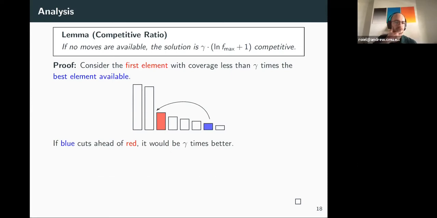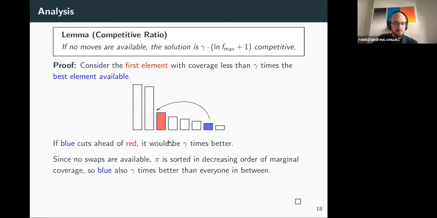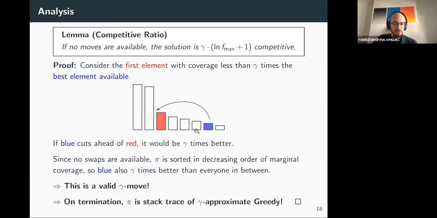Well, we assume the solution was stable. And what stability means is that there are no swaps for 1. If there are no swaps, the solution is sorted in monotonically decreasing order. So not only is blue gamma times better than red, but blue is also gamma times better than everyone in between, because all these people in between have to be shorter than red. And so such a move, moving blue ahead of red, would be a valid gamma move. This is the definition of a gamma move, right? Blue moving ahead of red would make blue's height gamma times bigger than anyone in between.